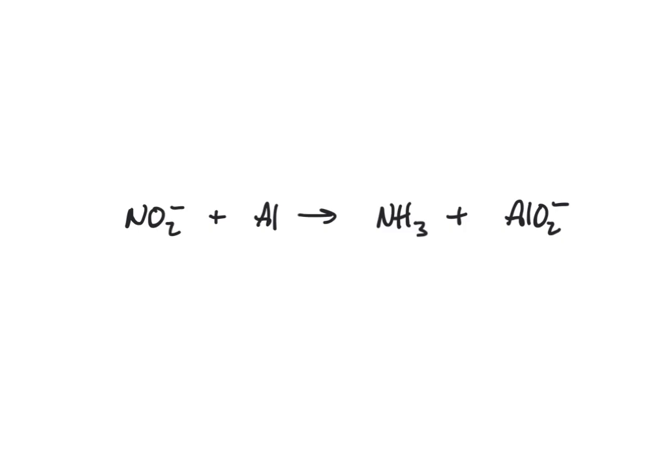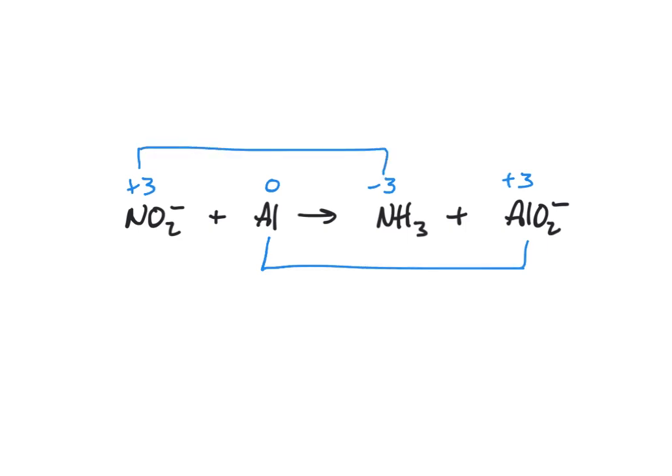All right, so my oxidation states, I have plus 3 for this nitrogen, 0 for the aluminum, minus 3 for that nitrogen, and plus 3 for that aluminum. Okay, my aluminums go from 0 to plus 3, and my nitrogens go from plus 3 to minus 3. And my nitrogens, there's 1 there, 1 there, my aluminum's 1 there, 1 there. So I don't have to put in any temporary coefficients in front of anything.